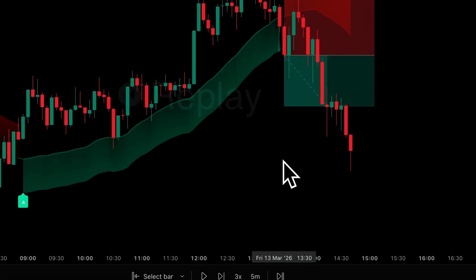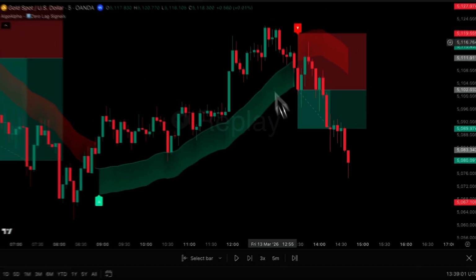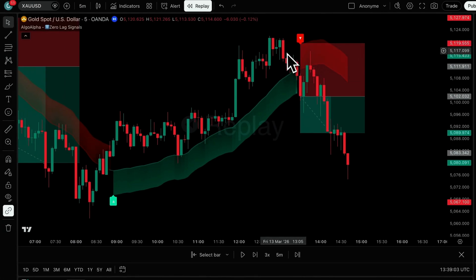5th trade in a row, guys, and it's a winner thanks to the zero lag technical indicator. You can see here that we had a wick that almost hit the stop loss. But no, the stop loss was saved and the trade is once again a winner.